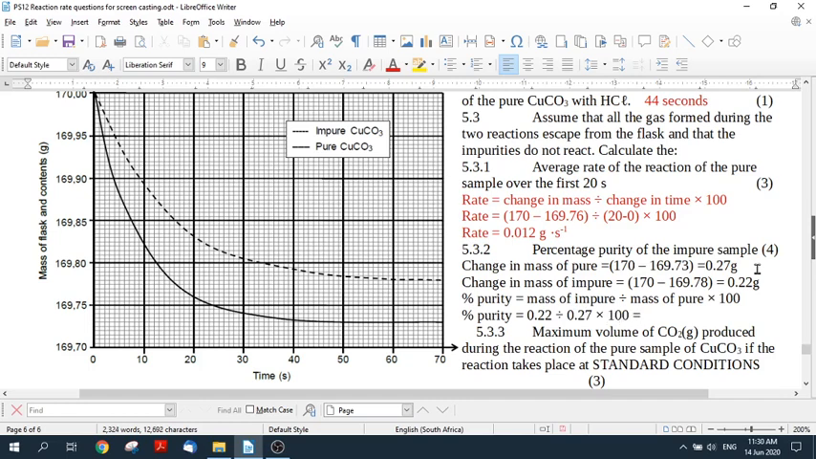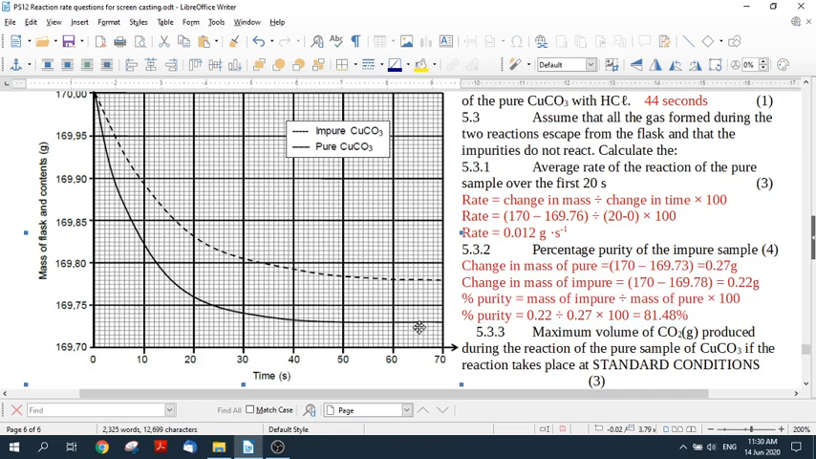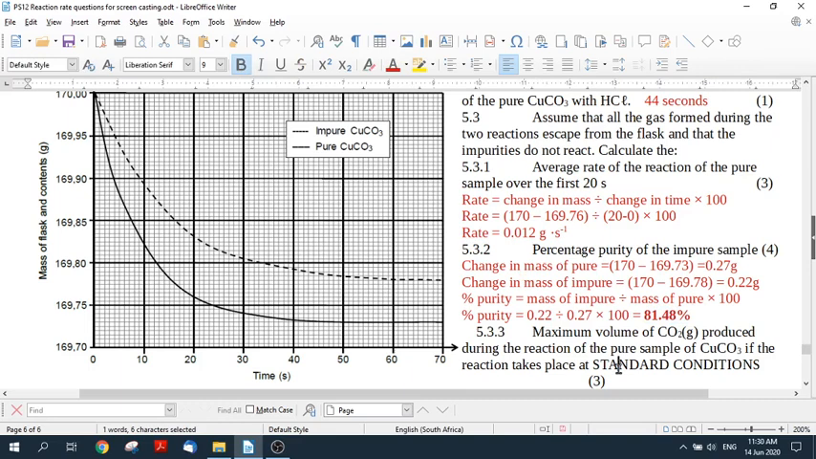and if you put this all into your calculator, you should end up with something like 81.48%, and this is now the percentage purity, and it's all based on the fact that the pure sample produces the maximum mass of carbon dioxide over here, and the impure sample produces whatever mass it is in relation to its percentage purity. So this will be your final answer.